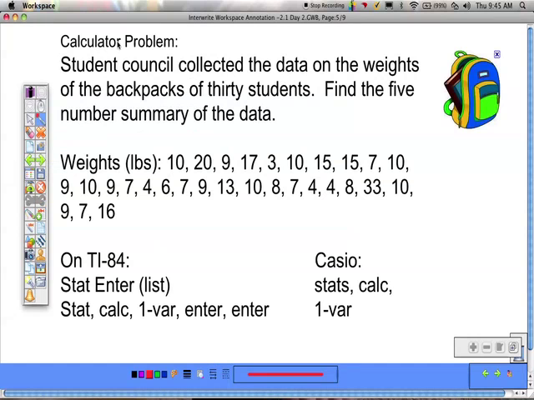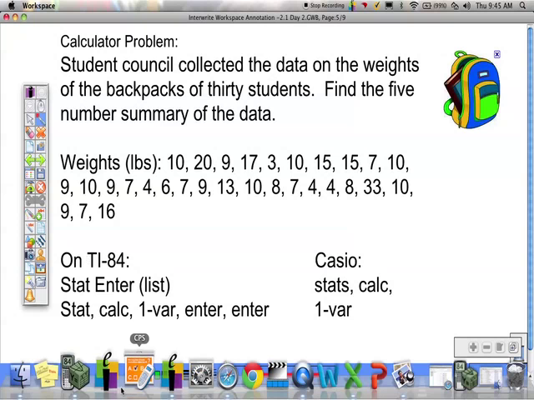Okay, let's try it on the calculator now. So we have the weights of the backpacks of 30 students. Let's do a couple things here. Find the five-number summary. And also we can look at making the box plot on the calculator. So I have a TI-84, so you can follow along with that. On a Casio, here are the buttons to press. Okay, so let me grab my calculator.